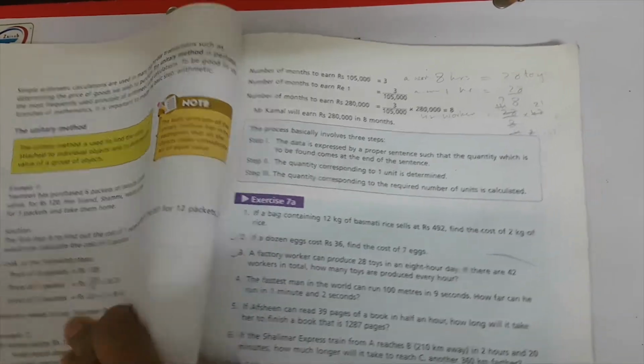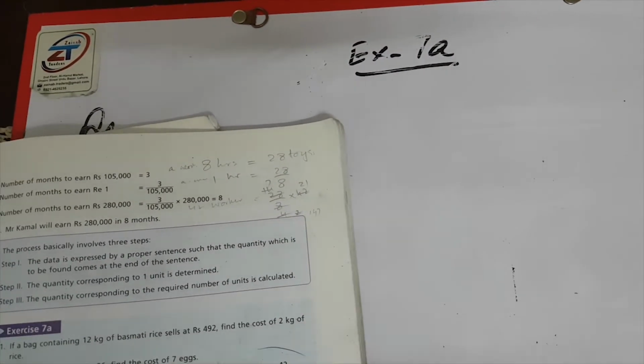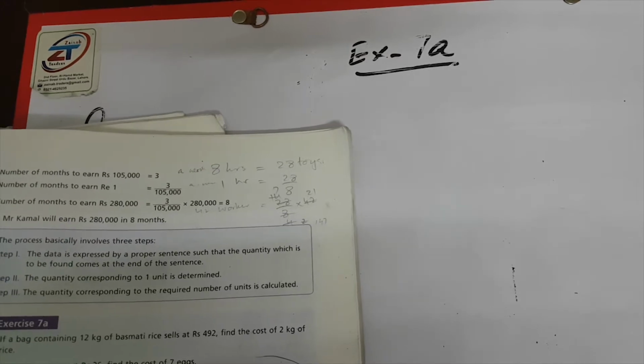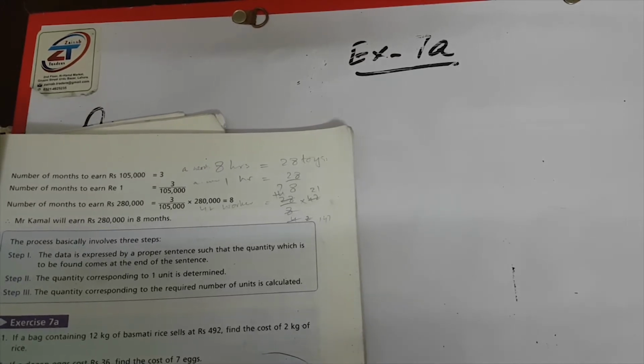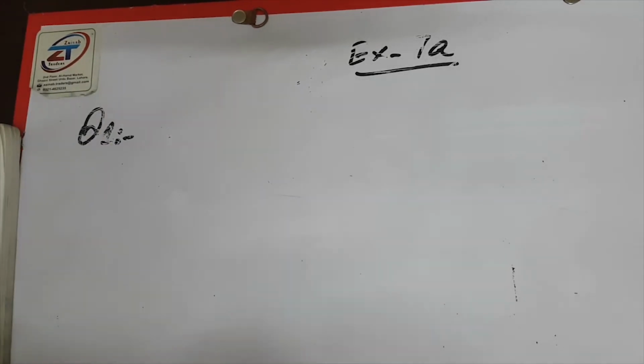In exercise 7a, question number 1 is about the price of basmati rice. It says, if a bag containing 12 kg of basmati rice sells at rupees 492, find the cost of 2 kgs of rice. So let's do the question.